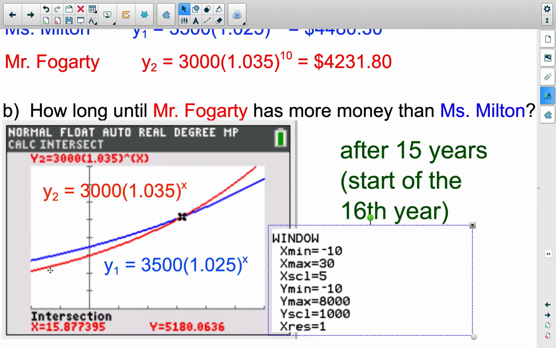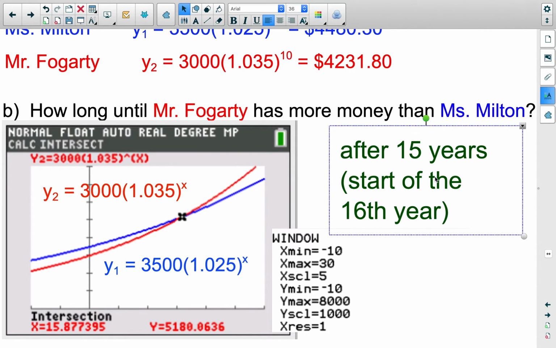When I graphed these, I could see the intersection, and then I used my intersect feature on my calculator, and I got the time to be 15.88. So your answer to that would be after 15 years or the start of the 16th year, Mr. Fogarty would officially have more money than Miss Milton.